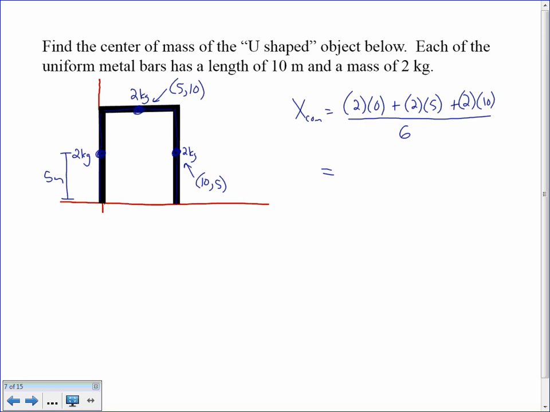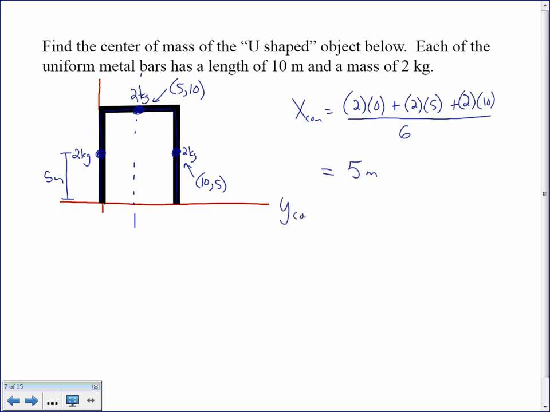So that gives me an x coordinate of the center of mass of 5 meters, which shouldn't be surprising. It's going to be halfway in between because of the symmetry of this. The left side and the right side look exactly the same about that line of symmetry, so the center of mass is going to be right at the center.